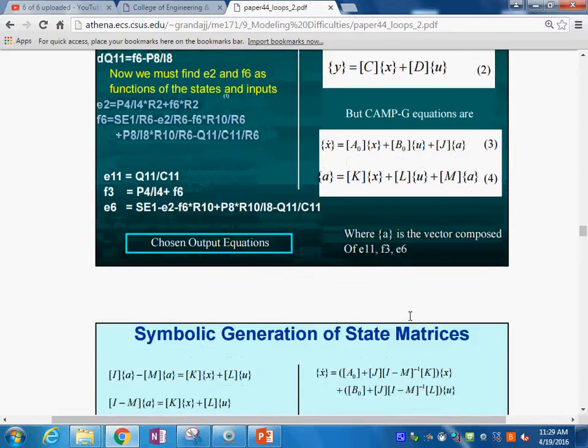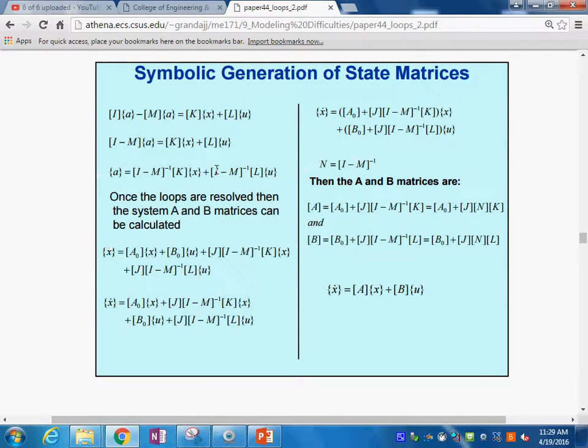It has that form. So if you manipulate this and you put what the value of A is, we have resolved the algebraic loops, and then you can calculate the new A, B, C, and D matrices. So you see here, once the loops are resolved in the system, we can calculate based on these new matrices and come up with an explicit set.